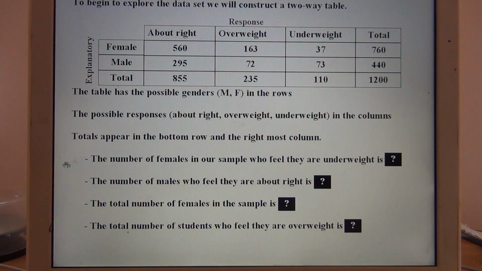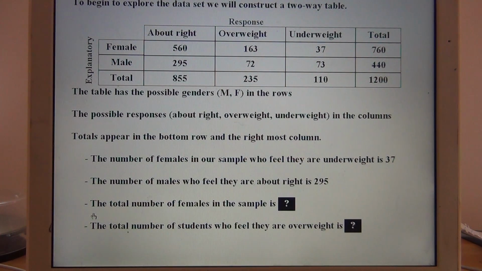Let's take a look here. The number of females in our sample who feel they are underweight is, well, we would just go to the female row and go over to underweight, and that would be 37. Let's see how we did. Yes, 37, good. The number of males who feel they are about right is, well, we go to the row for males, and we go about right, and we have 295.